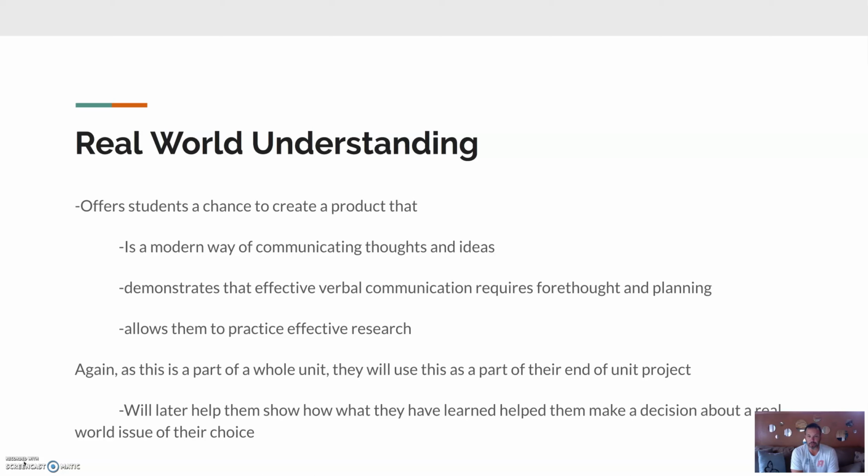And also it's going to allow them to practice that effective research, which goes beyond being a researcher or a professor, but is something that all of us as adults need to do when we come across ideas. We need to research and make sure that they're valid. And again, because this is a part of a whole, it's going to help them show what the really big idea for this unit is, and that they're supposed to look at a group of people and how they've struggled, and then how looking at that struggle helps them make decisions about real-world issues. So they're going to be doing that with a real-world issue of their choice.